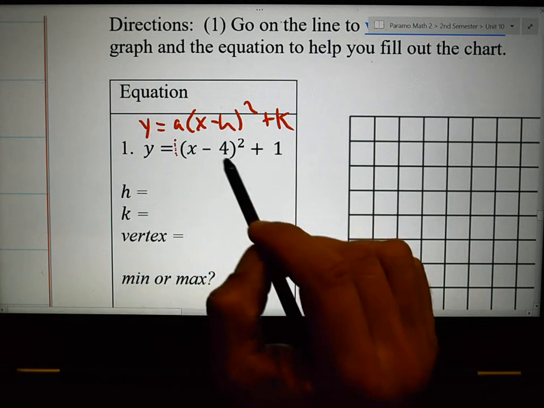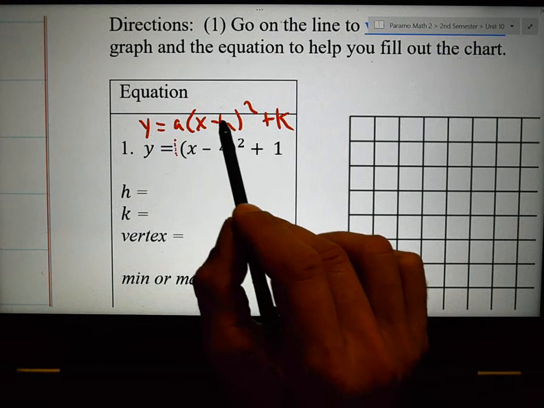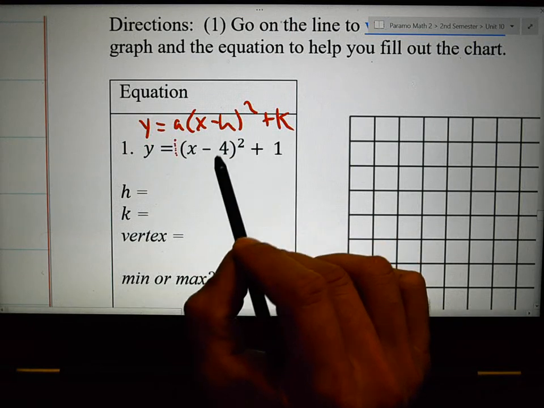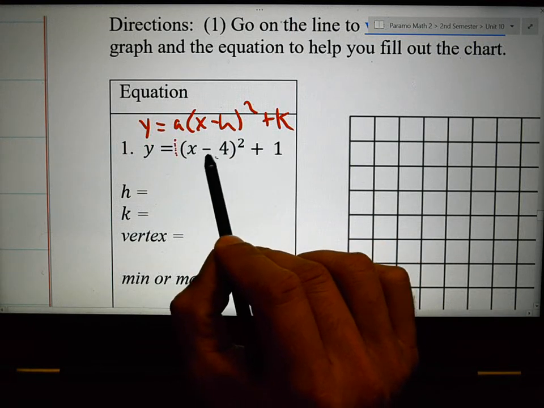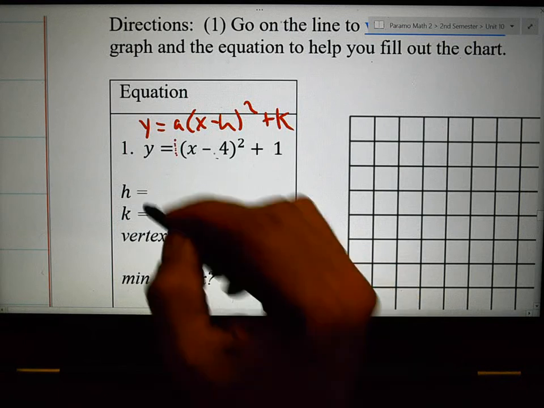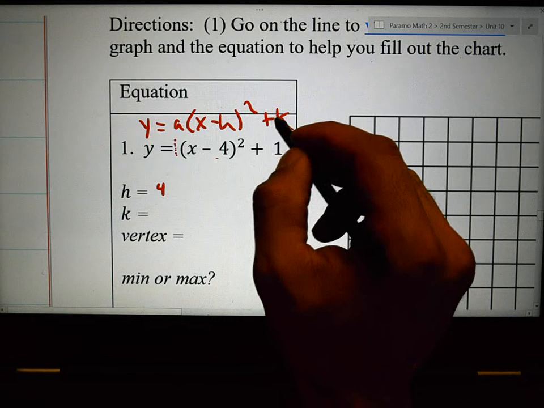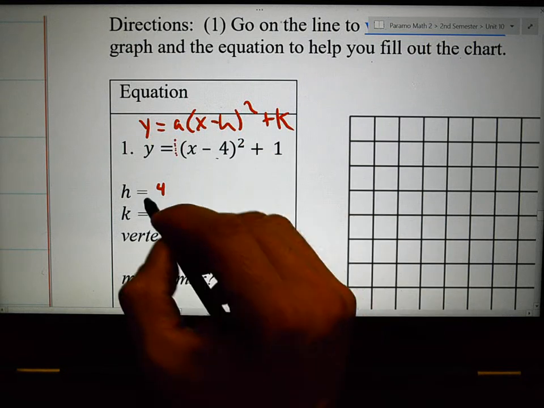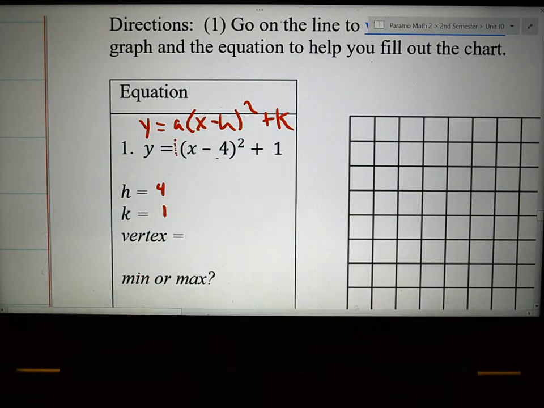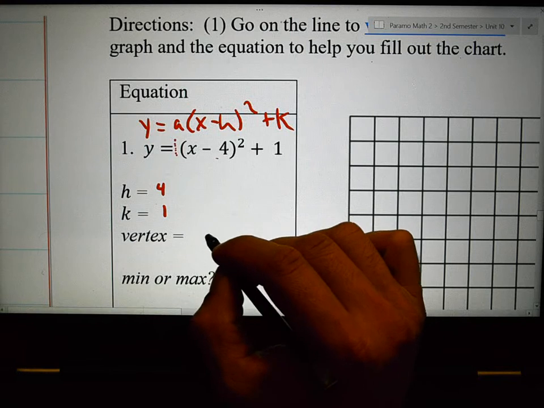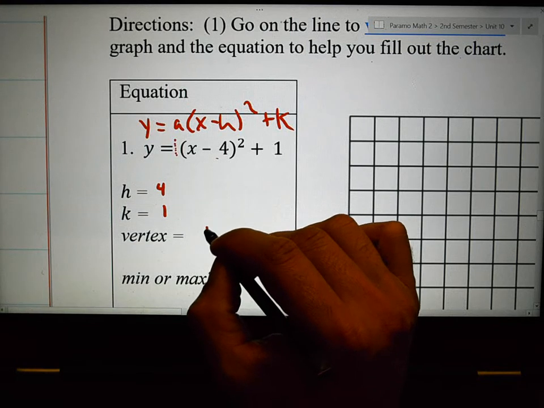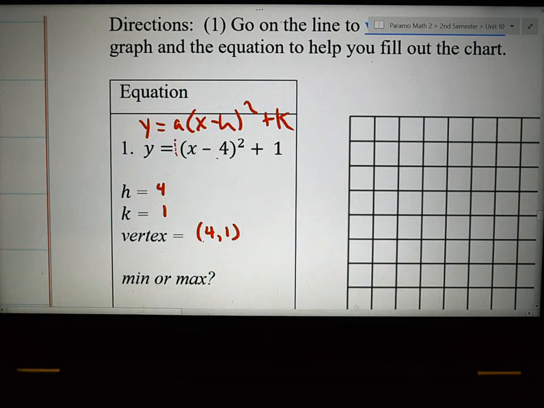H. It's kind of hard. Remember, this is a negative H, opposite of H. What's our H going to be? You just remember that it's the opposite of this negative 4. It's 4. K is the same, opposite, same. 1. So what does that mean your vertex is? Your vertex is H comma K, or 4 comma 1. That's what our notes say.